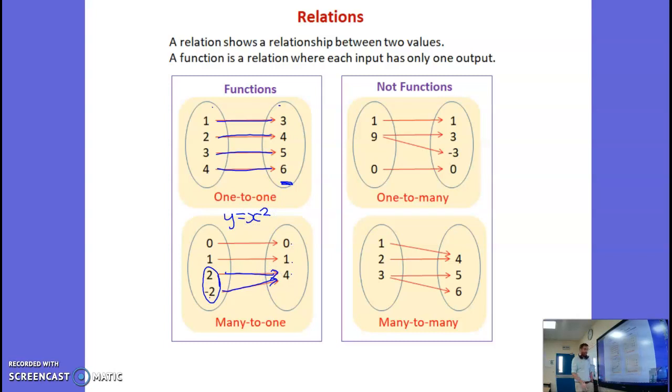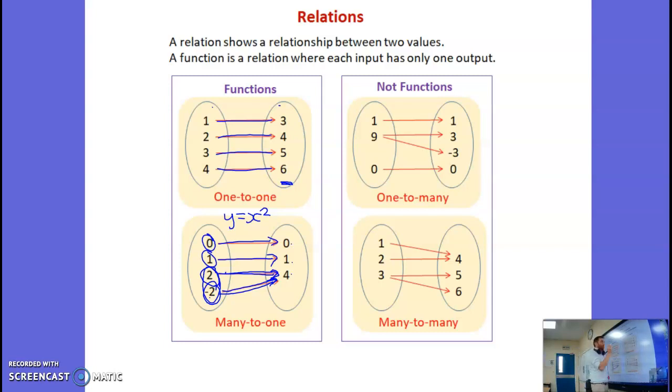This is still a function because each individual input only has one output. 0, I enter it, I always get 0. 1, I enter it, I always get 1. 2, I enter it, I always get 4. It doesn't matter that there are other ways of getting 4, as long as there is exactly one output for each input. Try and get your head around that language.